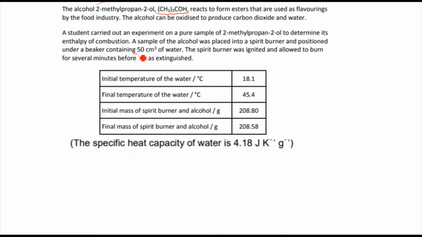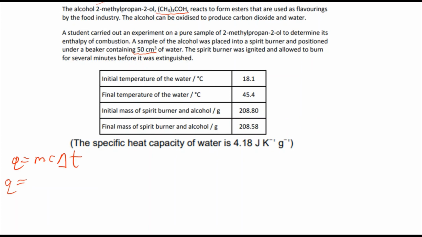And we have been told that under a beaker of water, which contained 50 centimeter cubed of water, the spirit burner was ignited and allowed to burn for several minutes. So I've been given the temperature values, the initial and the final, and also the mass of the spirit burner and alcohol. So again, Q equals mc delta T. So I always do that. So Q equals mass. So now looking at the mass, we have 50 centimeter cubed.